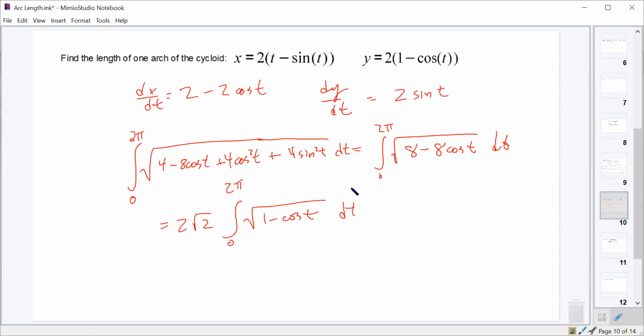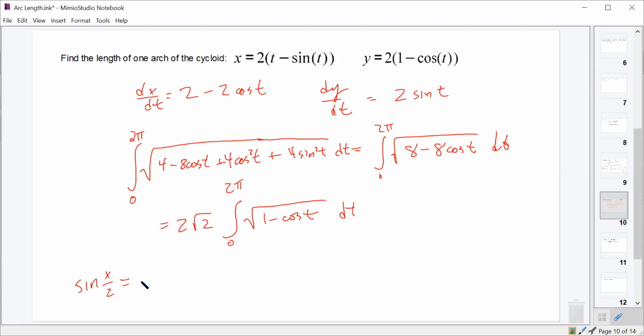This is not one that you'd be required to do on the AP test, but you could use the half angle formula, which is very similar to the power reducing formula. What's your half angle? Sine of theta over 2 is equal to the square root of 1 minus cosine theta over 2.